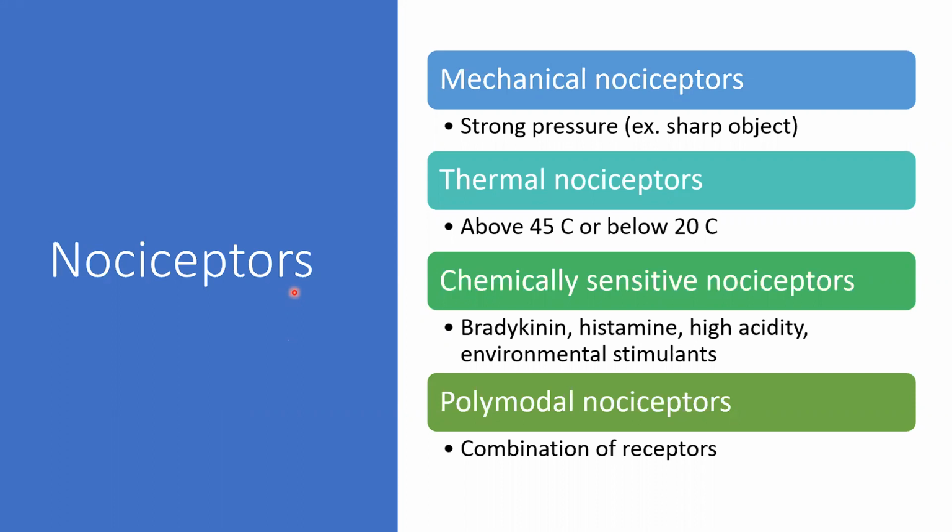So pag kinusok ka ng matalim na bagay, the response of your A delta fibers that respond to mechanical pressure, for instance, from a sharp object, will be to release glutamate, and glutamate will be the one responsible for the sensation of fast pain.